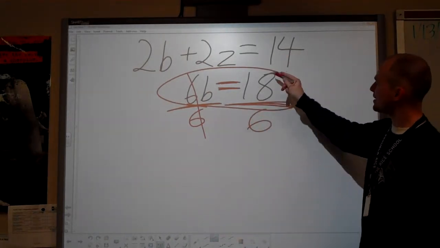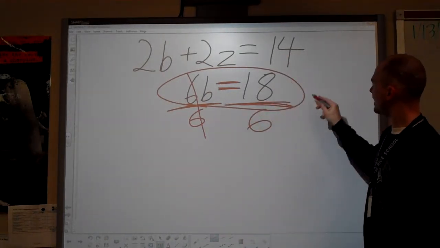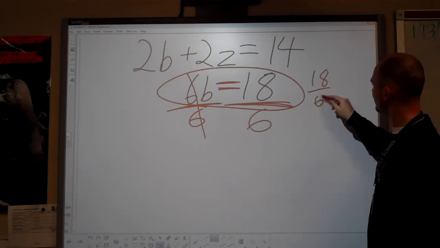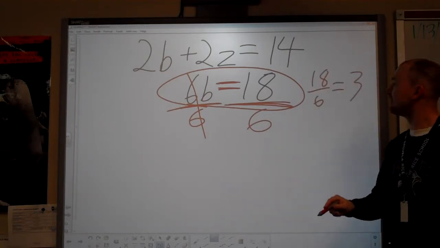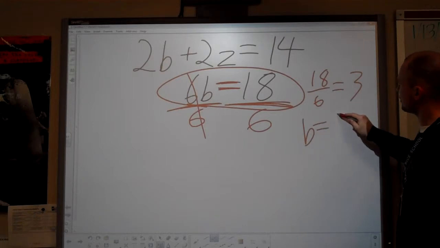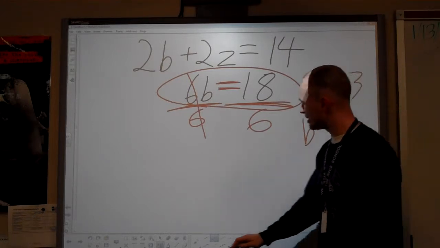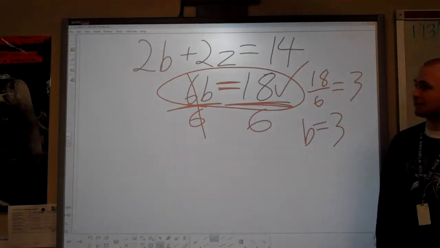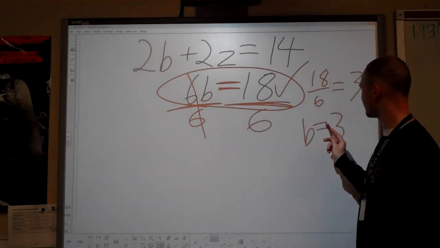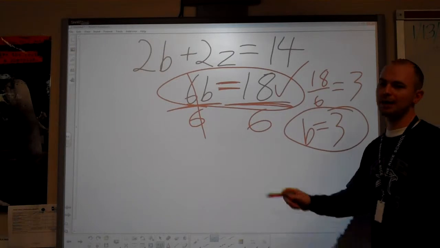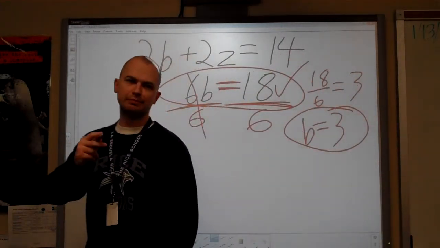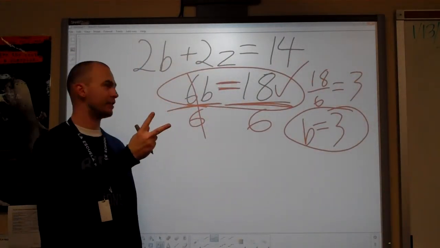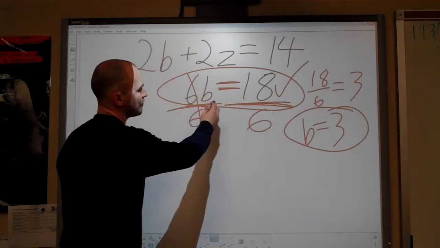So I have B equals 18 divided by 6. 18 divided by 6 is 3. So B equals 3. Now let's make sure that works. 6 times 3 equals 18. Yeah, it does. So B does equal 3. Okay, so I've got one of my variables solved for. For each of these problems, you're going to solve for 2 variables. So I've got B solved for.